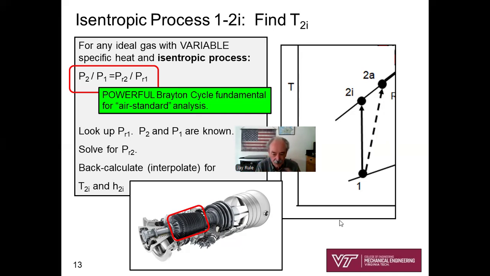So studying the isentropic process first, for any ideal gas with variable specific heat and an isentropic process, reversible adiabatic, P2 over P1, known, equals PR2 over PR1. We will look up PR1 because it's a function of T1. We'll go to our table A22. Since P2 and P1 are known, we'll solve for PR2. That's going to give us an ability to go in our table to back calculate or interpolate for T2i and h2i. That's what we need. And of course, here's the visualization of what you're studying: the reversible adiabatic version of this compressor section in your gas turbine.